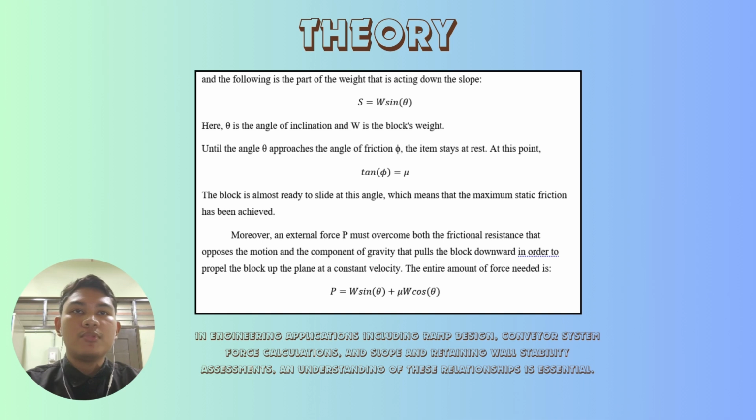Until the angle theta approaches the angle of friction, the item stays at rest. At this point, tan theta equals mu. The block is ready to slide at this angle, which means that the maximum static friction has been achieved. Moreover, an external force P must overcome both the friction resistance that opposes the motion and the component of gravity that pulls the block downwards in order to propel the block up the plane at a constant velocity. The entire amount of force needed is P equals W sin theta plus mu W cos theta.